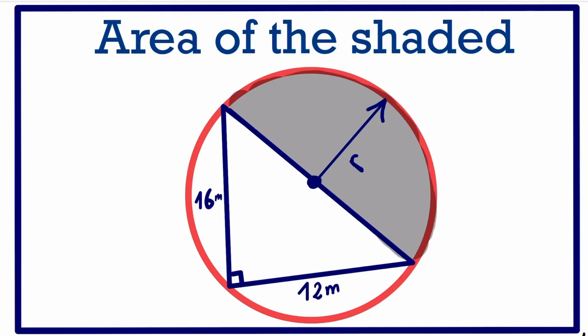So today we have the circle and we are asked to calculate the area of the shaded region. If we look very keenly, since this is the radius, it means the shaded region is a semicircle. So let's get started.